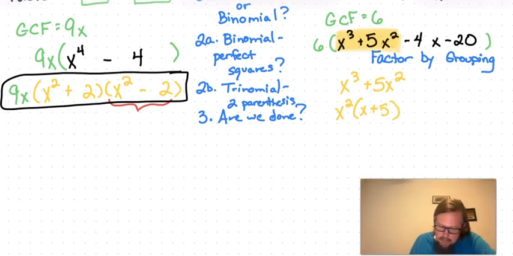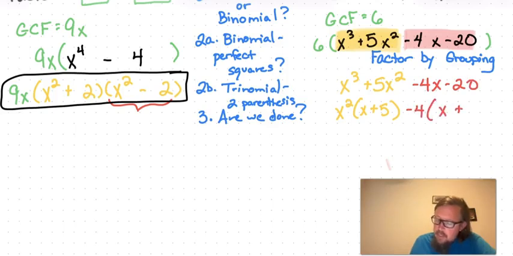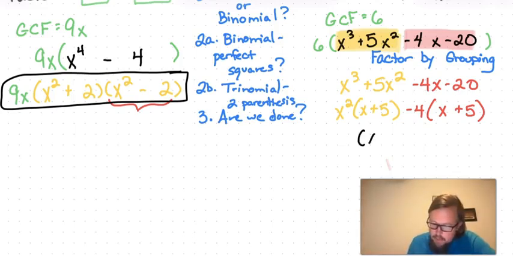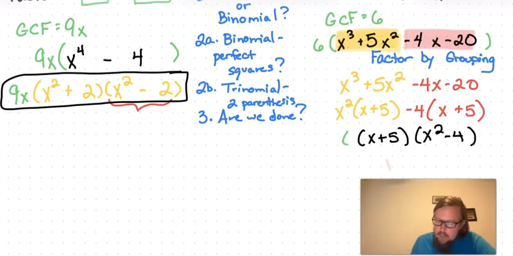Great. And then we'll look at our second set, which is negative 4x minus 20. So the greatest common factor there is 4, but because it starts with a negative, we're going to factor out a negative 4, leaving us with, hey, what do you know, x plus 5, which is great news for us. Both of these groups have a factor of x plus 5. So one of our parentheses will be x plus 5, and the other parenthesis will be x squared minus 4. And then don't forget, we had that 6 out in front, our greatest common factor.